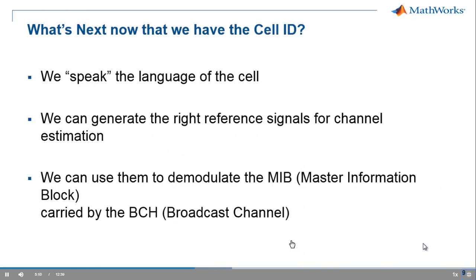Now then, we speak the language of a cell and we know where the reference signals are located in the grid and what their values are. So we can use these reference signals to read in other channels. But remember, we still don't know what the signal bandwidth is. This is why we can only read the last channel that is always in the center 72 carriers, the PBCH, or physical broadcast channel.